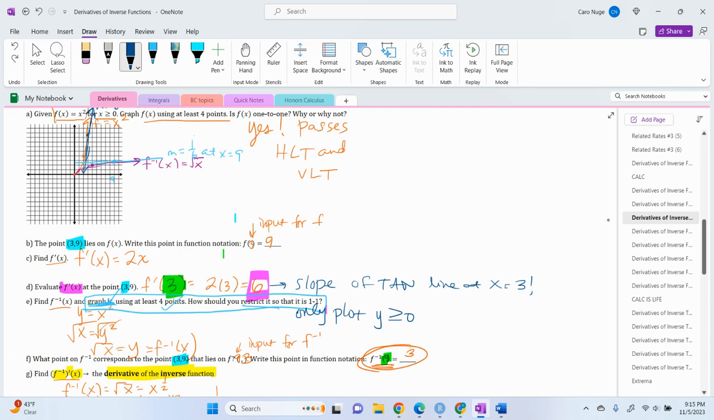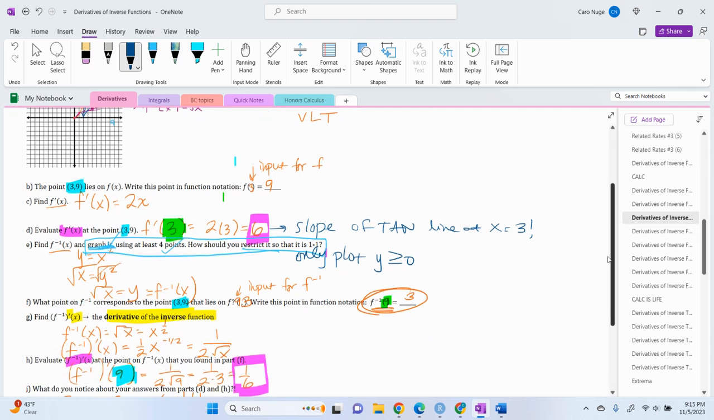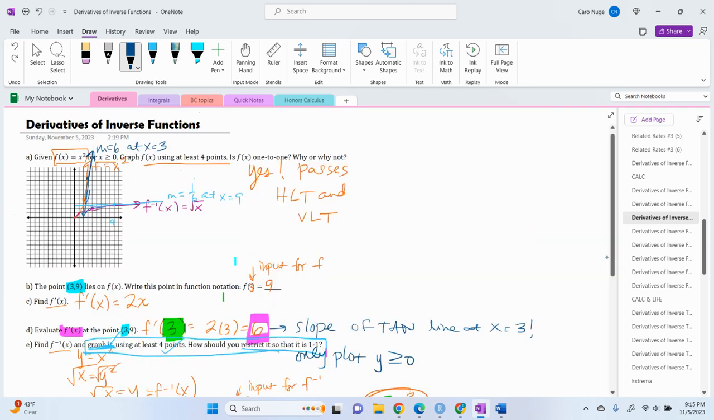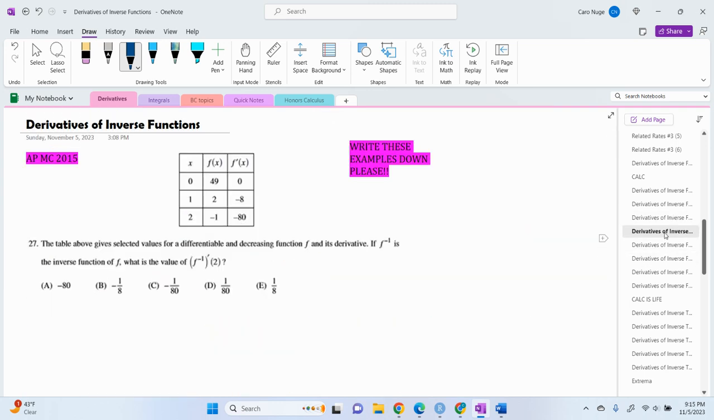I know I already said it. You know how we actually found the inverse function here? Like we swapped x and y. No, where did we do that? Yeah, we actually found the inverse function here in part E. You are pretty much never going to do that on the exam.